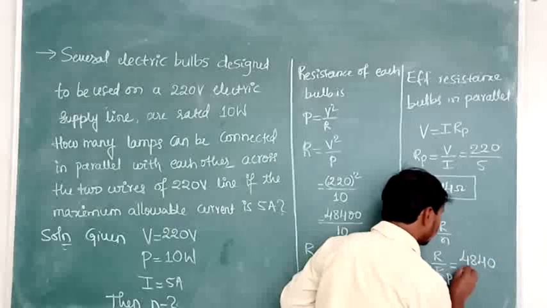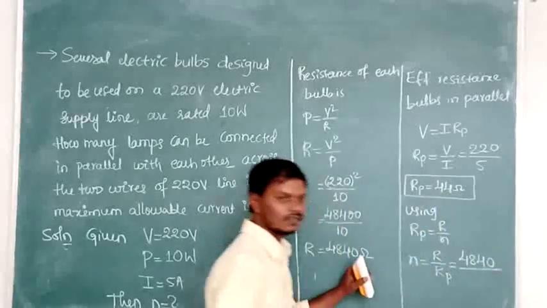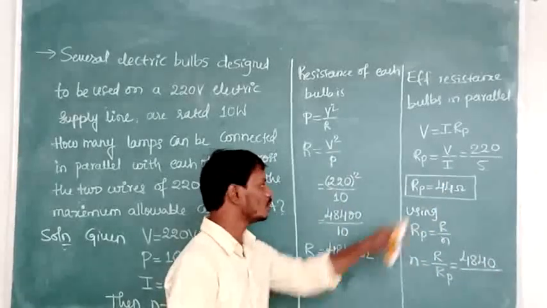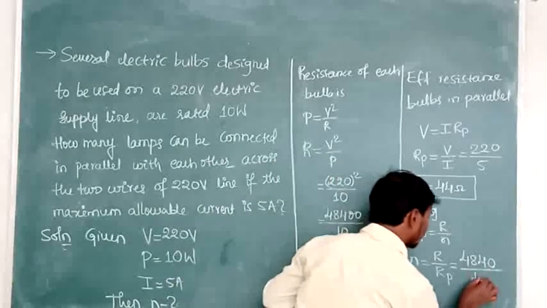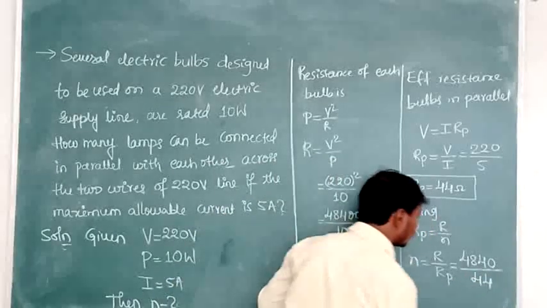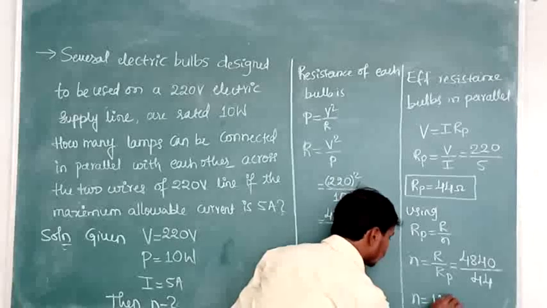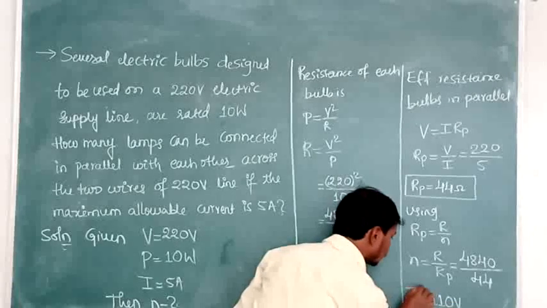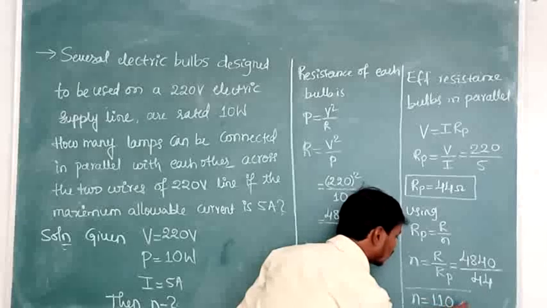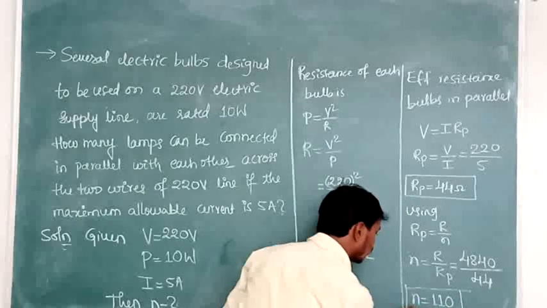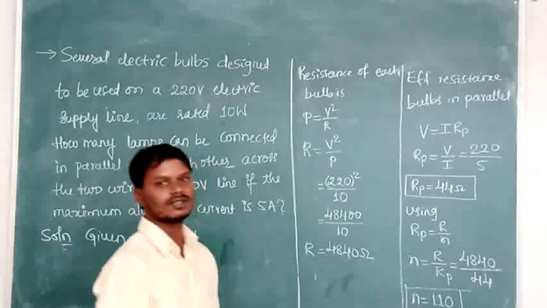When these bulbs are connected in parallel, what is their effective resistance now? 44. Then 4840 divided by 44, that answer is 110. Means how many electric lamps are connected in parallel here? 110 electric lamps are connected in parallel. So this is the required answer.